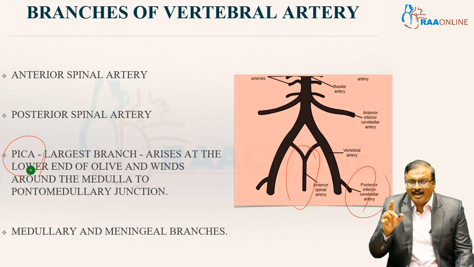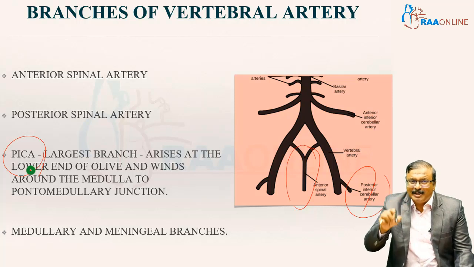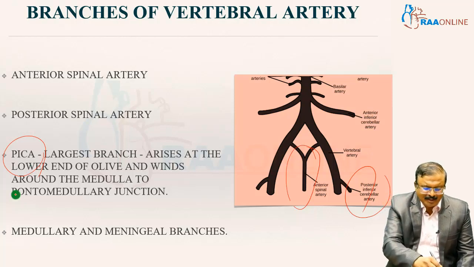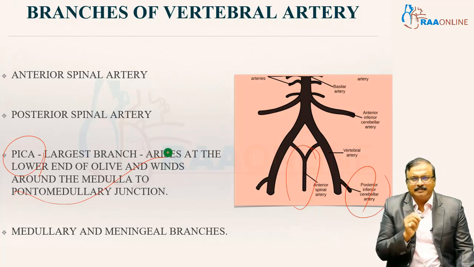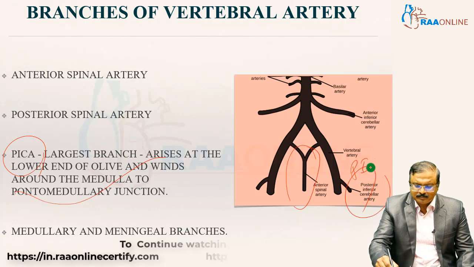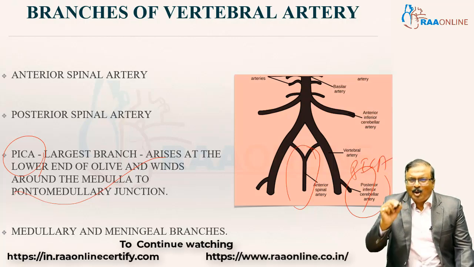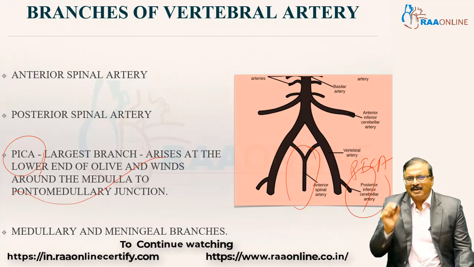It arises at the lower end of the olive and winds around the medulla to the pontomedullary junction. This is what is PICA. There are medullary branches and meningeal branches, which supply the meninges.